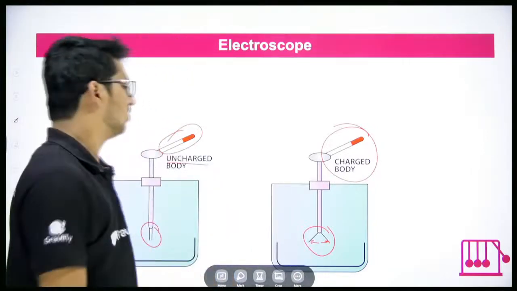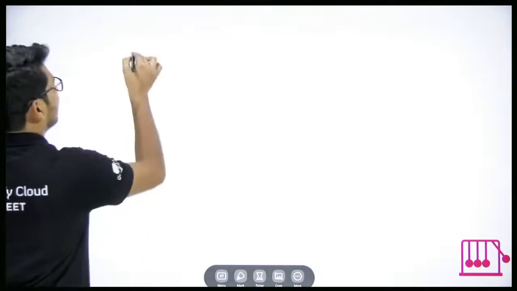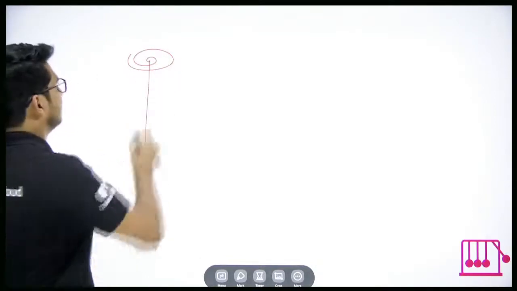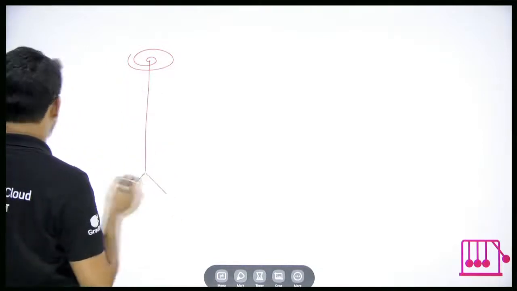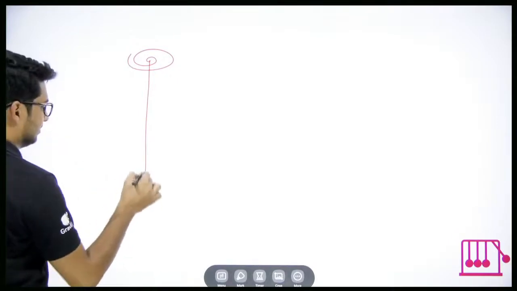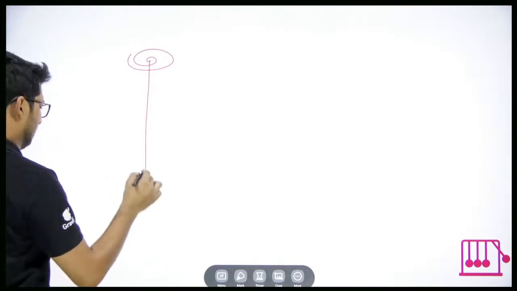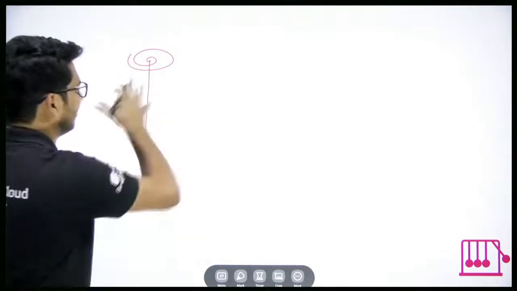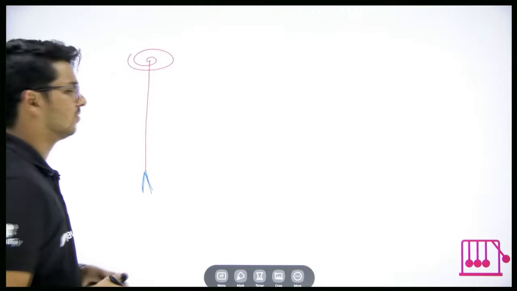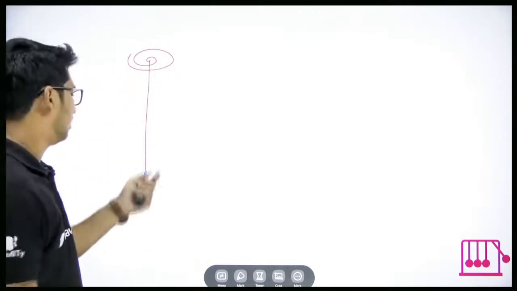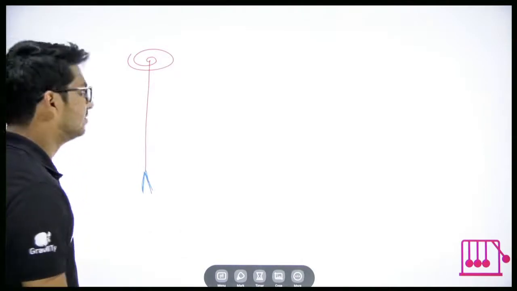But how does it work? I'll give a simple explanation to you, don't worry. Let me draw a simple figure. We'll have a coil, or you can say a disc. This is the rod, and here you have the leaves. They're normal, just hanging here. Nothing is happening. This is the proper setup. Obviously, we'll have the glass jar and all, I'm not showing all of it. The coil or the metal disc, the conducting rod, and the aluminium leaves.